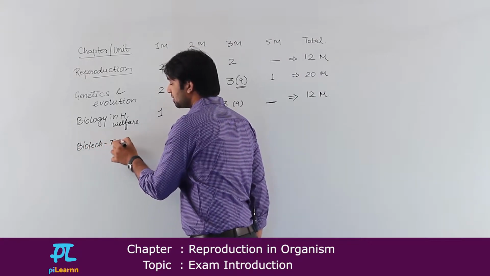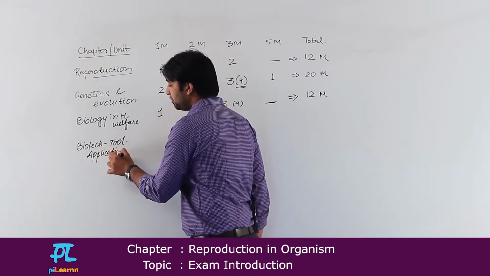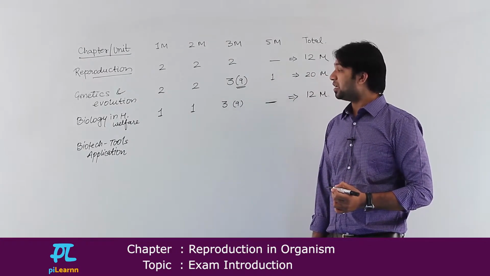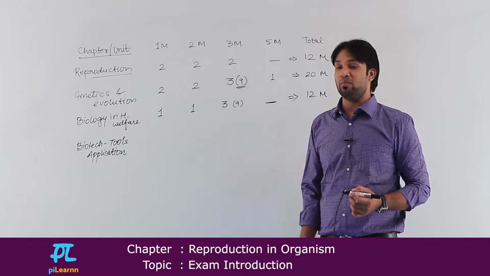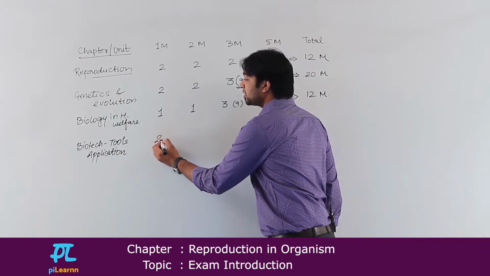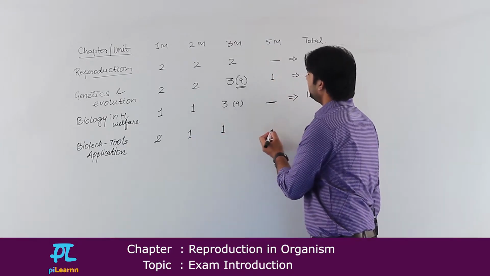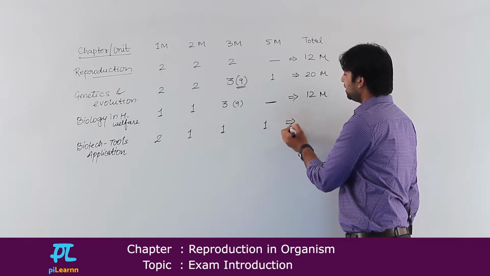Alright, the 4th unit is biotechnology tools and application. Biotechnology tools and application has only 2 chapters, and in those 2 chapters they are asking for 12 marks. How? 1 mark questions 2, 2 mark question 1, 3 mark question 1, and 5 mark question also 1. So total it will be 12 marks.